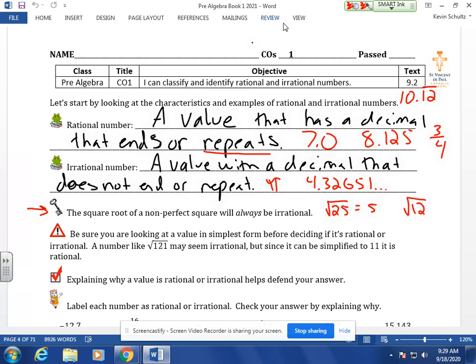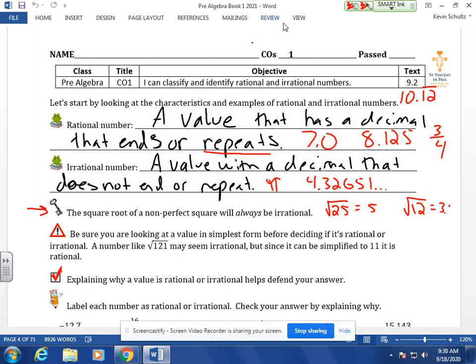12 is considered a non-perfect square because there's no number that when you multiply it times itself equals 12. If you were to type the root of 12 in a calculator, you get something like 3.4 blah, blah, blah. The decimal goes on forever. Whereas root 25 is a perfect square because the square root of 25 is 5, right? Or the root of 49 is 7. It works out evenly. The root of 12 doesn't.